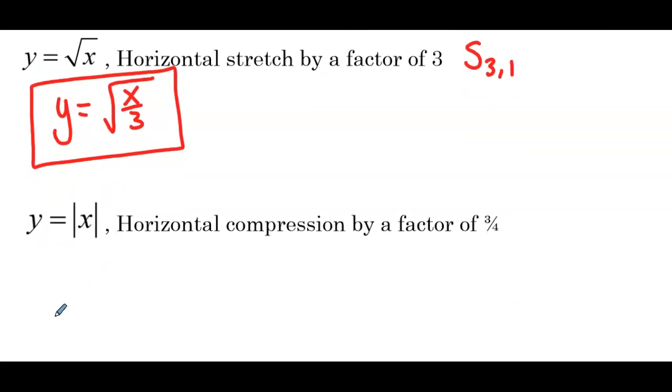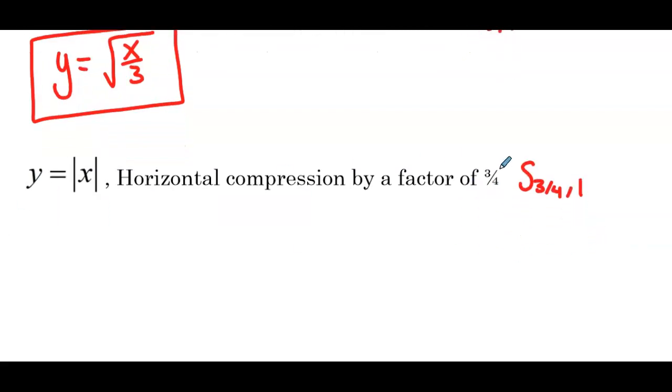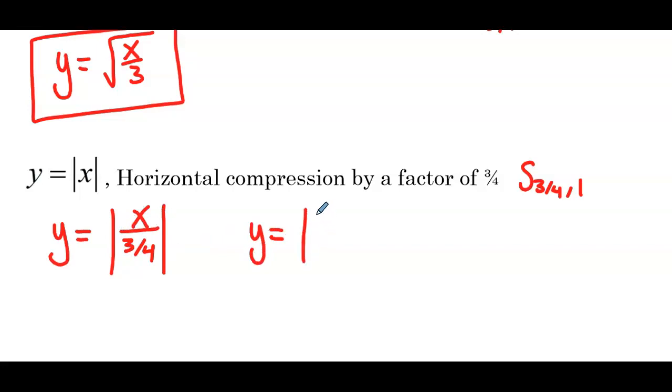Next, we have y equals the absolute value of x, and the transformation is a horizontal compression by a factor of 3/4. So a scale factor of 3/4, 1. Okay, so if we're multiplying x by 3/4, we're dividing x by 3/4 in our equation. So y equals the absolute value of x divided by 3/4. And we don't want to leave it as division of a fraction. So cleaning this up, we would get y equals 4x over 3 inside of the absolute value.